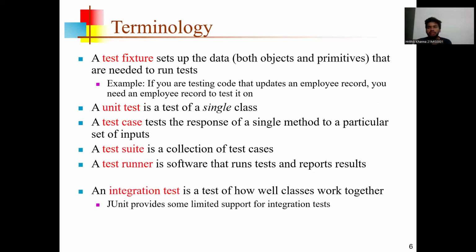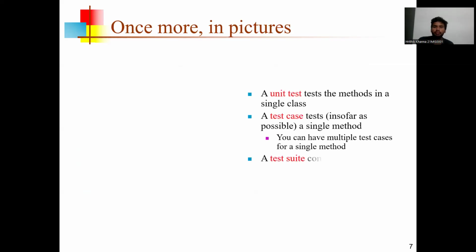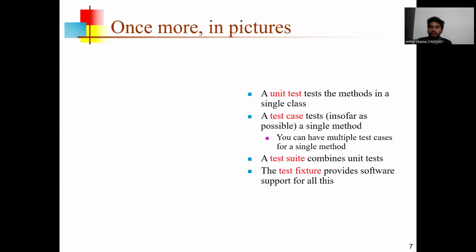A unit test is a test of only a single class. A test case tests the response of a single method to a particular set of inputs. A test suite is a collection of test cases. A test runner is software that runs tests and reports results. A unit test tests the methods in a single class.